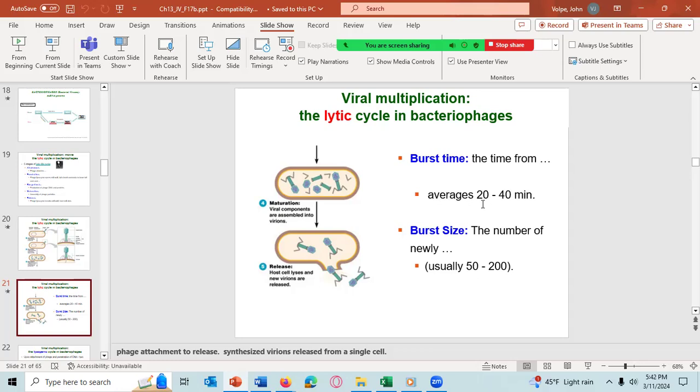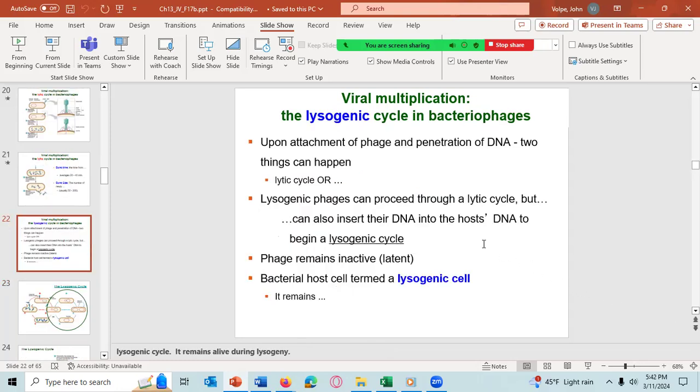And then the burst size, the number of newly replicated virions that are released, is usually between 50 and 200. This will depend mostly on the strain of the virus. Any question about any of that? All right, so that's the lytic life cycle.